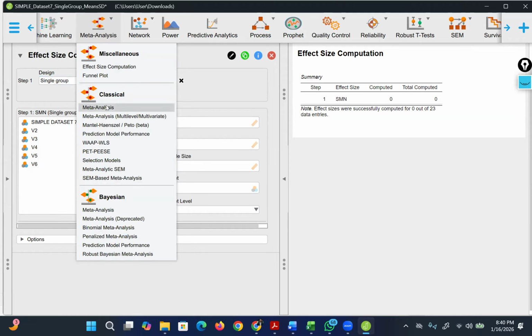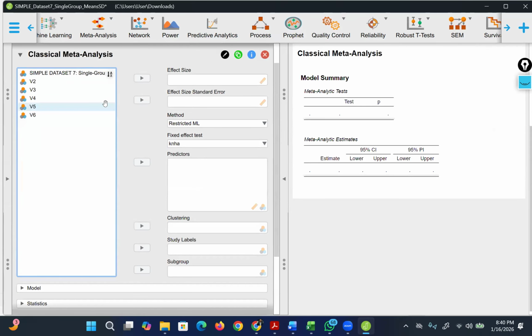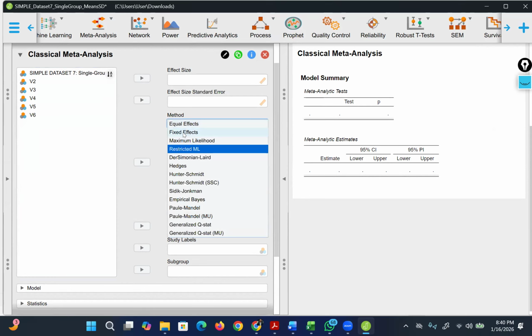If you look at the classical meta-analysis, if I click the meta-analysis from the classical point of view, you see that this box shows the effect size and standard error. And then you can calculate, because you see from here, the method shows fixed effect method, maximum likelihood method, DerSimonian-Laird method, Hunter-Schmidt model. So basically, apart from the fixed effect model, we use restricted ML, maximum likelihood. The maximum likelihood is also referred to as the random effect model.